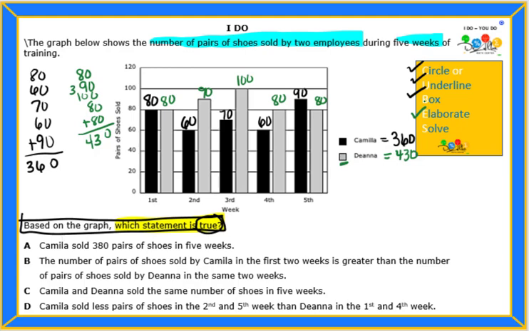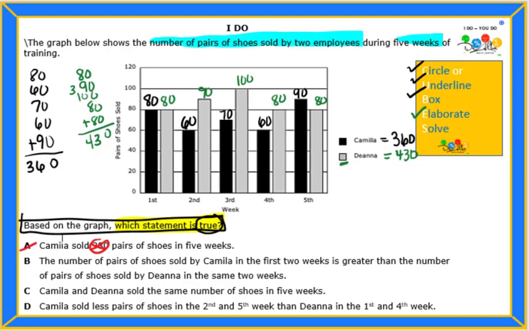Okay, now let's go ahead and look at the statements and see what else we might need to look at in terms of information given to us in the bar graph. So the first statement says Camila sold 380 pairs of shoes in 5 weeks. So we already have that information. We added all of the pairs of shoes that Camila sold for the 5 weeks, and we got 360, not 380. So A is out.